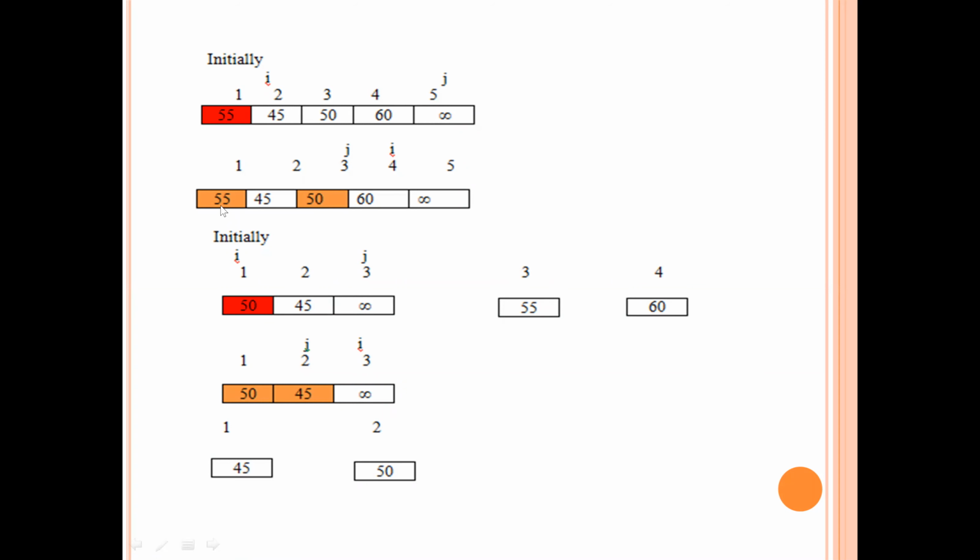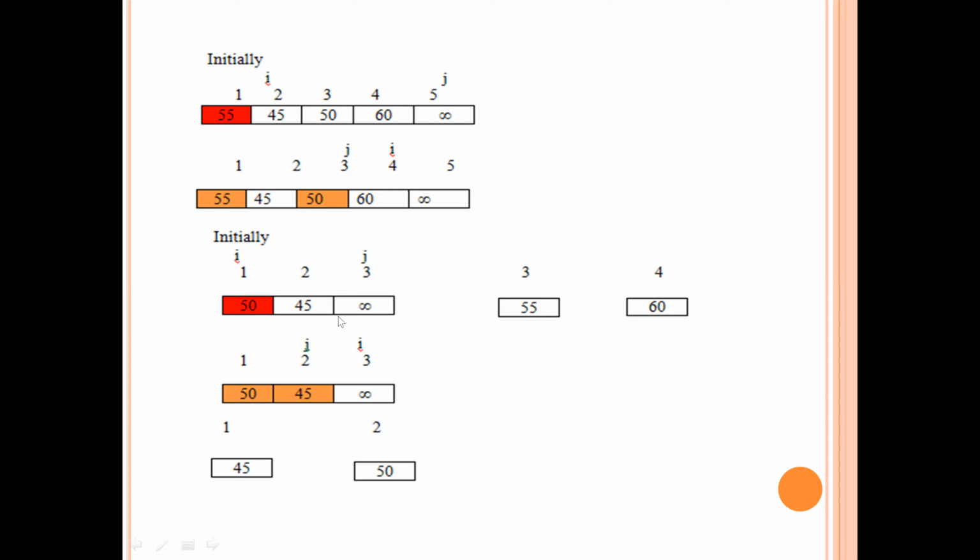So now what you have to do is swap the pivot and the jth element. So 50 will come here and 55 will come to the jth location. Now 50 is placed in its right position. Again it will divide the list into two parts. One list is 50 and 45, this is the left sublist. The 55 is placed in its right position, that is index 3, and the right sublist contains only 60.